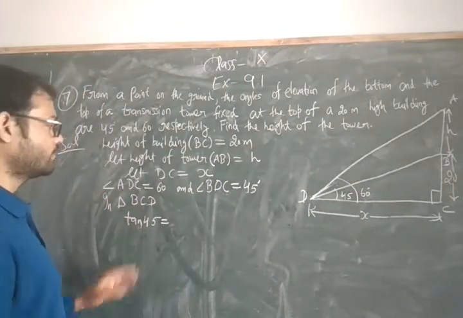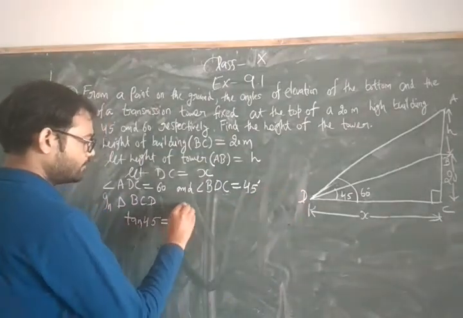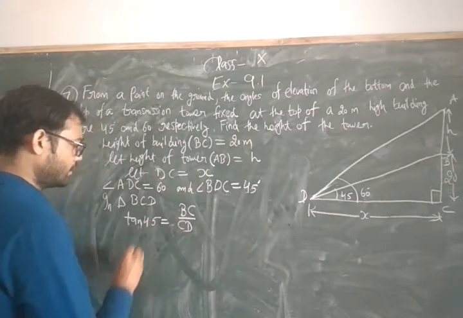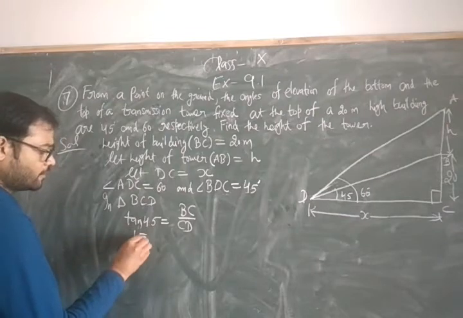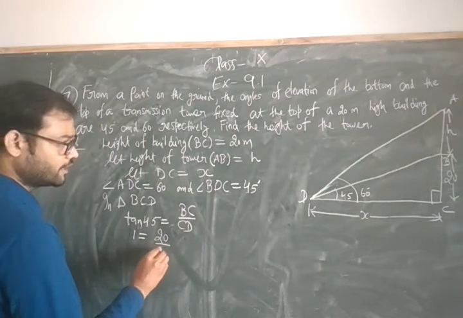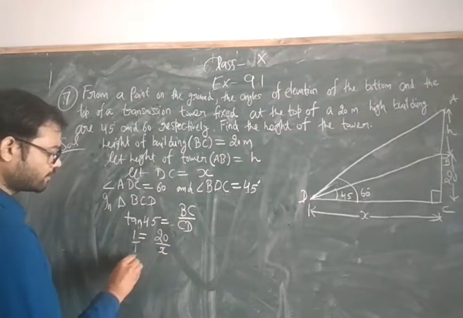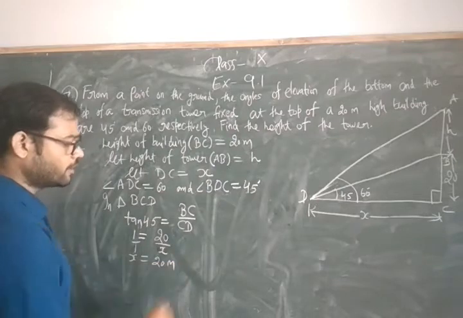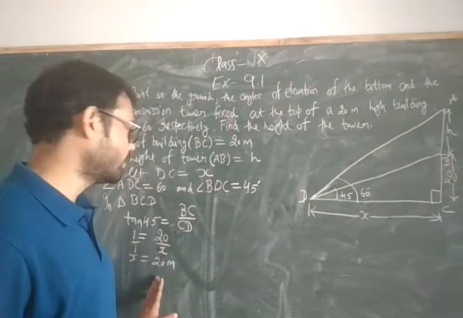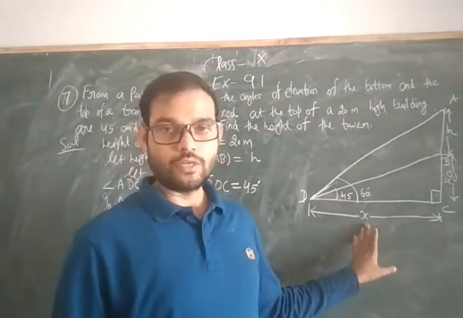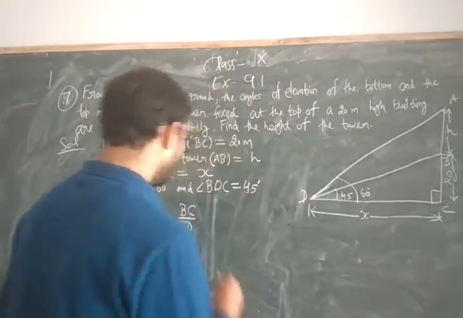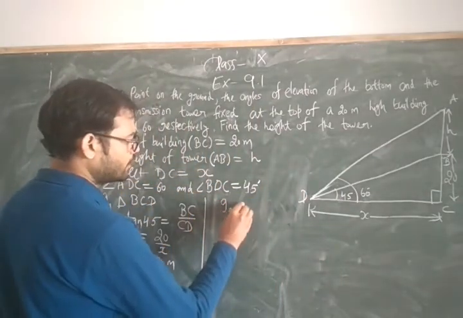So that's why, base and height is in tan theta. So tan 45 is height BC upon base CD. Now you can put the values: BC is 20 and CD is x. After cross multiplying, x will be 20 meter. So you can see that the value of x is 20 meter.